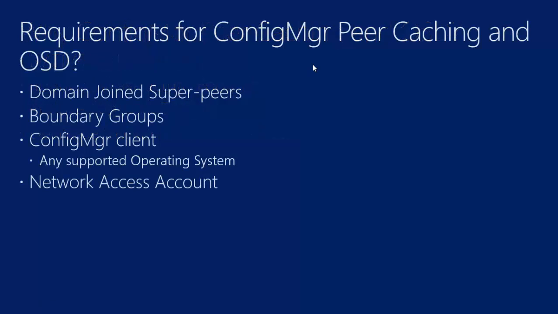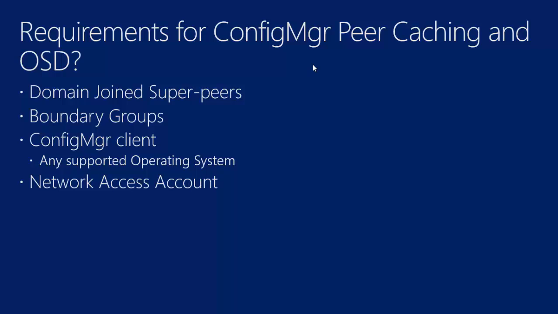So what are the requirements for ConfigMgr peer caching and OSD? Right? Well, some of these, the first three, are requirements of peer caching in general. First is that your super peers must be domain joined systems. So super peers is a label that you will see in the logs referring to systems that are hosting content being shared to others. Another way that I sometimes refer to these systems is a content source peer. So either way, if I say either one, I'm referring to the same type of system.